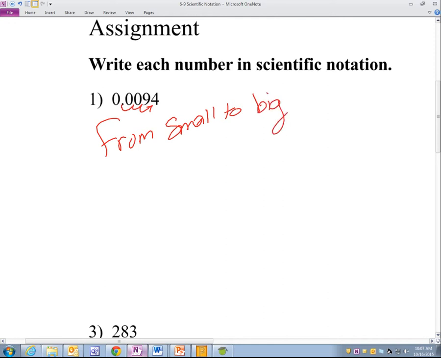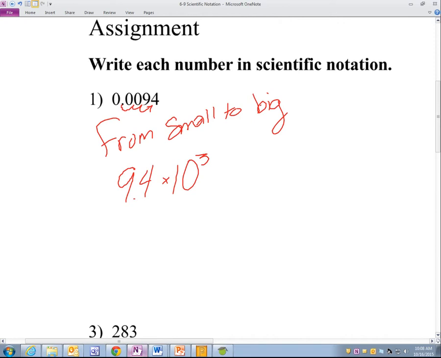I'm going to move it over 3 spots. So that means that I'm going to have 9.4 times 10 to, it's either going to be a positive 3 or a negative 3. Because we moved the decimal place 3 spots. You're correct. So we moved it that many spots.